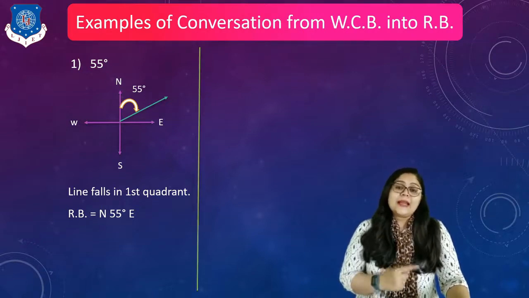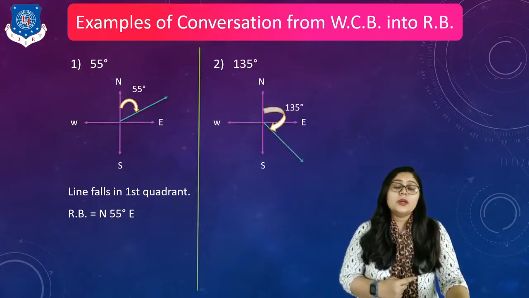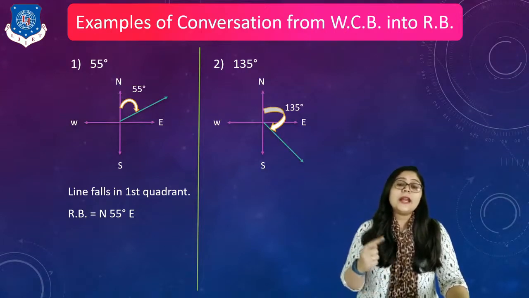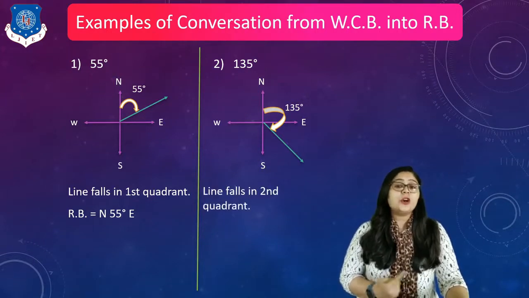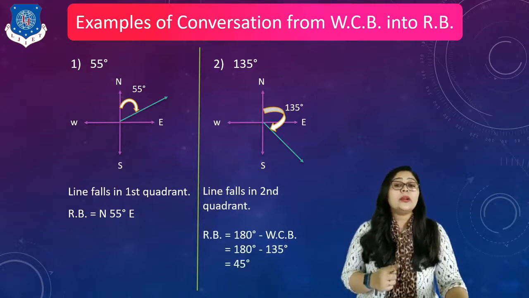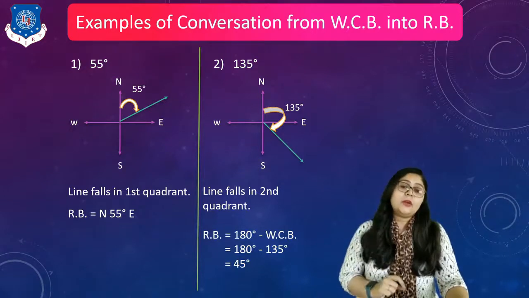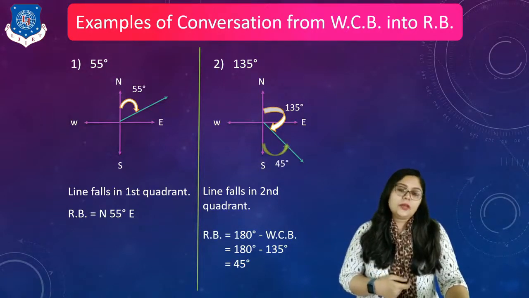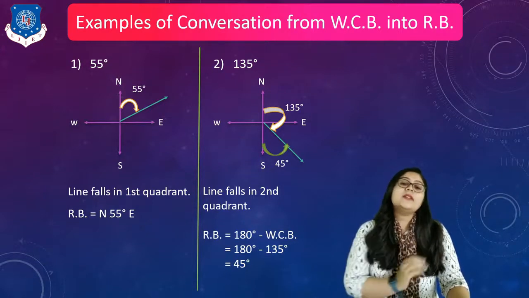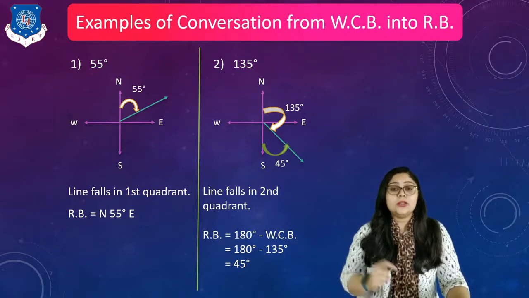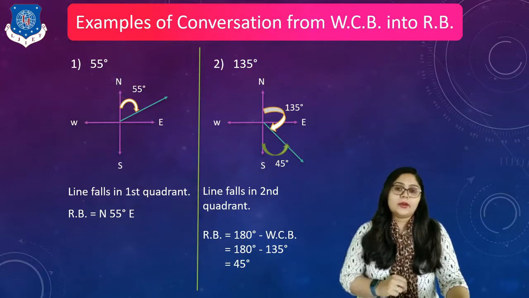Now, the second example is of 135 degree. It means the second quadrant. So my survey line is passing through the second quadrant with the value of 135 degree, right? So it falls in the second quadrant. For the second quadrant, we have discussed the equation: from 180, I have to subtract my 135 to get my answer 45 degree. Because in QB, we know we go from the south to our survey line in the anti-clockwise direction. So that is the concept of conversion from WCB into RB in the second quadrant, right?